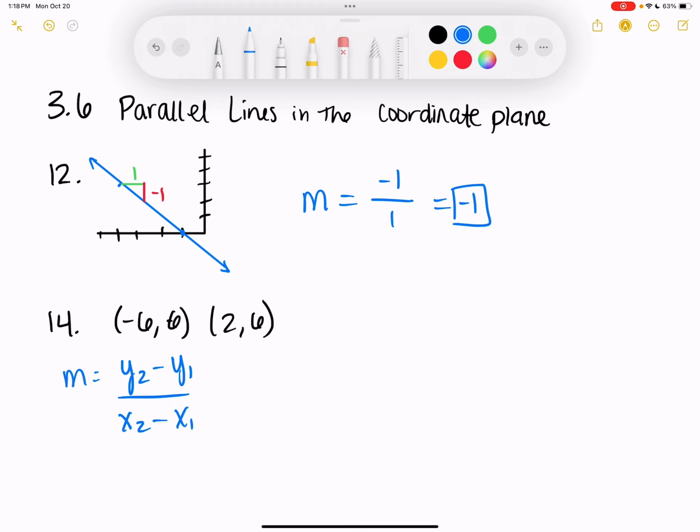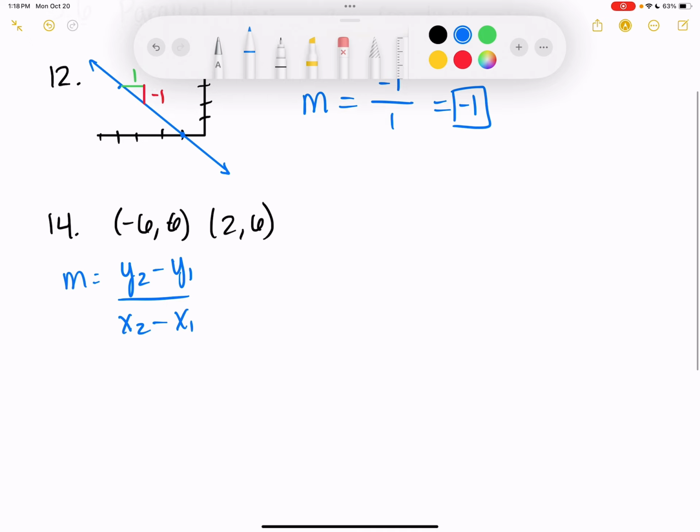It does not matter which of these points is 2 and which one's 1, as long as I keep them straight and in order. So I have 6 minus 6 over 2 minus, but that's a negative, and minus a negative is plus 6. On top, I have 6 minus 6, which is 0, over 2 plus 6, which is 8. What's 0 divided by 8? 0. So this one has a slope of 0.